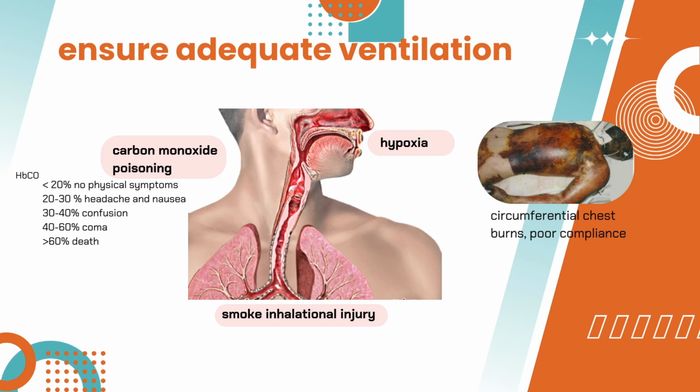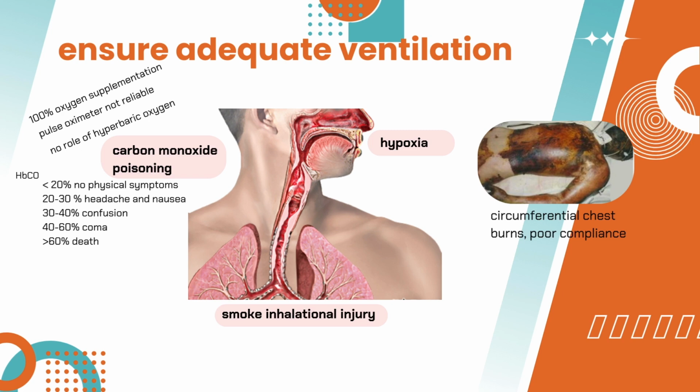The levels of carbon monoxide will be directly proportional to the symptoms the patient is having. Less than 20 percent will have no physical symptoms. At the same time, more than 60 percent can even be fatal. Carbon monoxide poisoning is more common in closed spaces. And 100% oxygen supplementation is the treatment we can give for carbon monoxide poisoning. The pulse oximeter is not reliable in carbon monoxide poisoning, and no role of hyperbaric oxygen is identified.